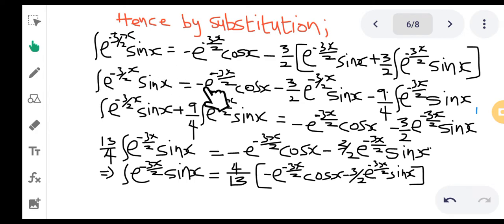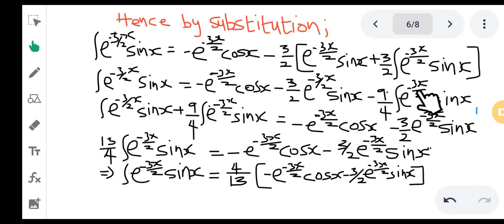Okay, we have now gotten this expression multiplying minus 3 over 2. So we just multiply through by the negative 3 over 2. You are going to get minus 3 over 2 e exponent minus 3x over 2 sine x, and multiplying this, minus 3 times 3 you get minus 9, and 2 times 2 you get 4. So we get minus 9 over 4 here.